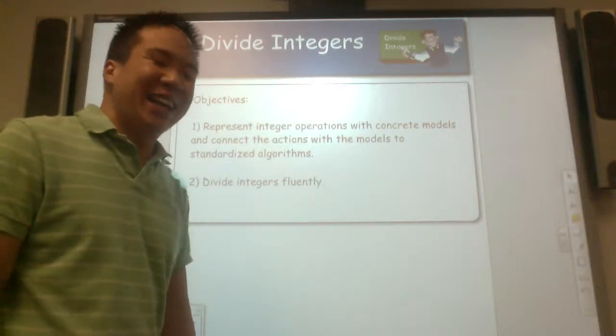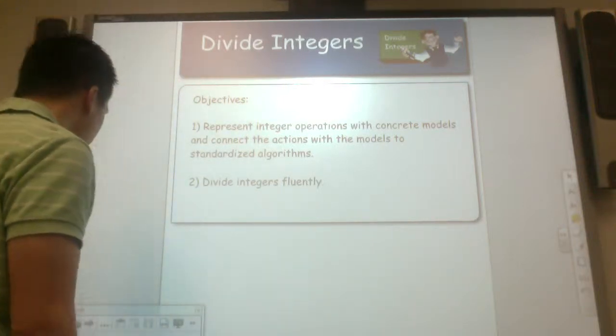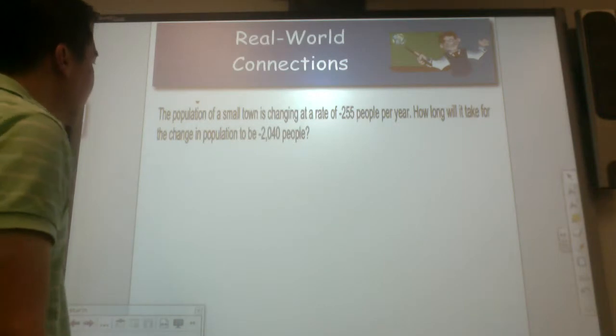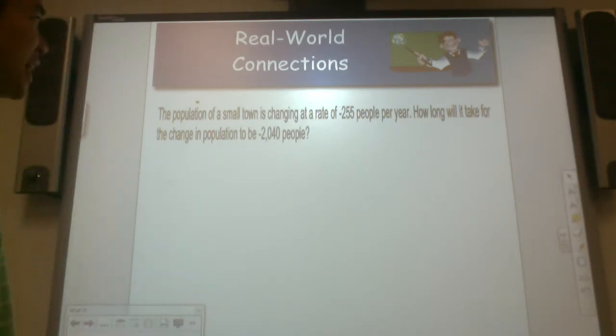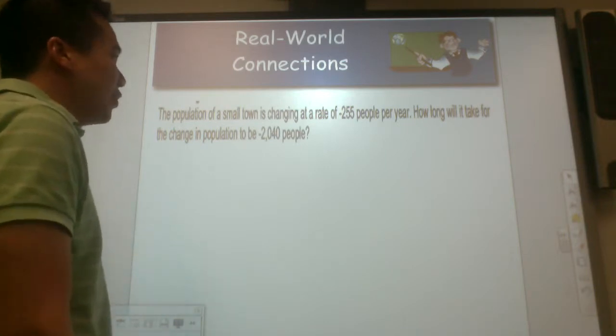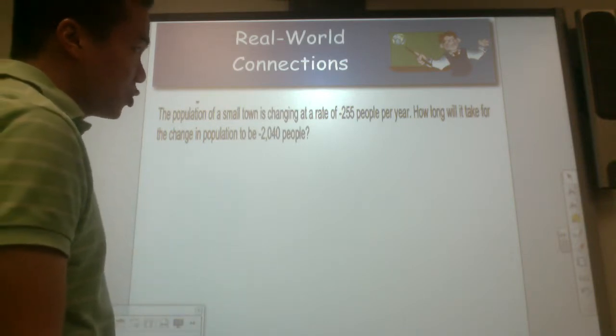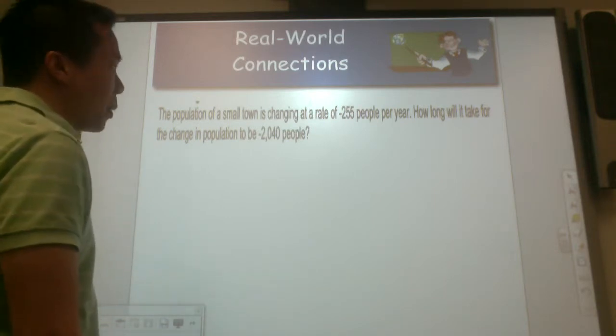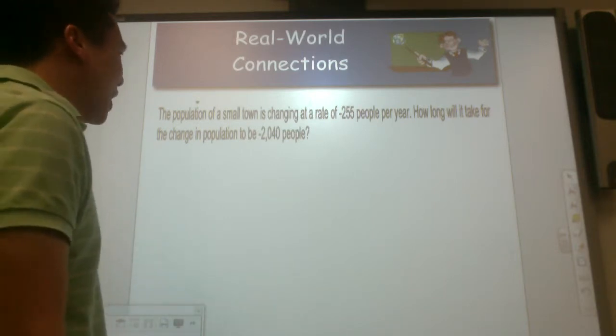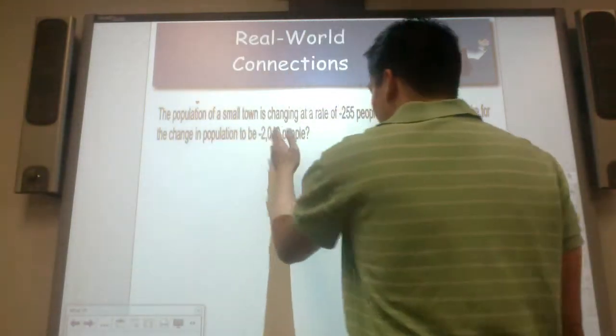Topic will be over dividing integers, positive and negative whole numbers, or whole numbers and their opposites. So let's read our question. The population of a small town is changing at a rate of negative 255 people per year. So it's losing 255 people per year. How long will it take for the change of population to be negative 2,040 people? So how long will it take them to lose that many people?